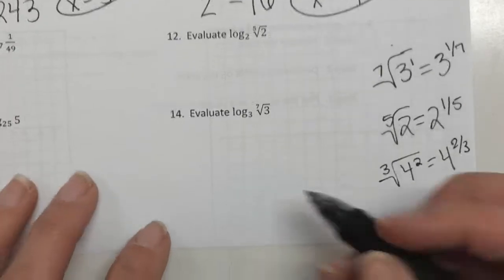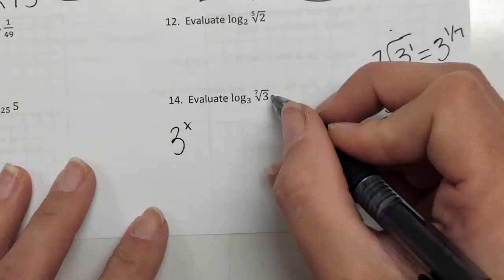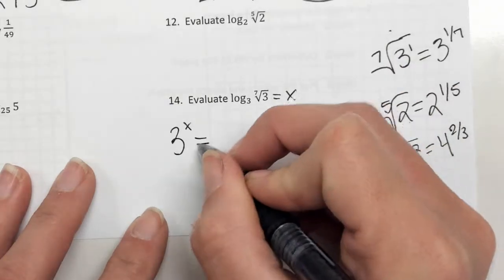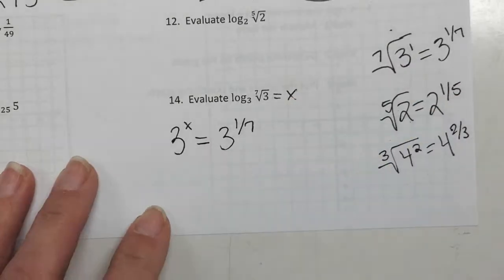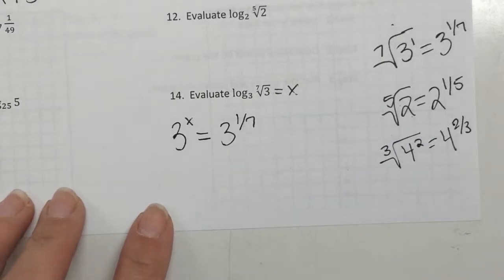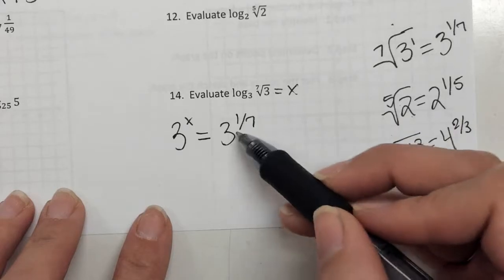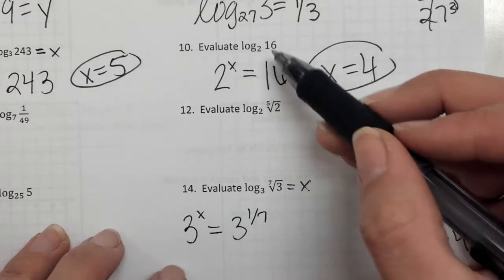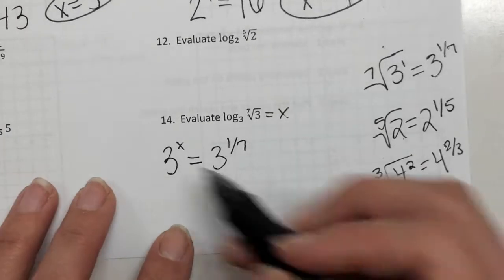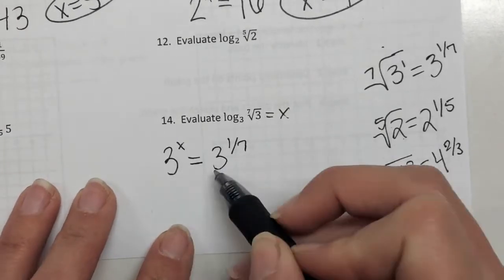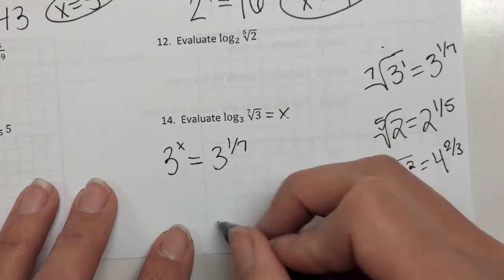Okay, so when you're writing this in exponential form, this is going to be 3 to the x. We don't have an exponent, so equals 3 to the what? 1/7. Why would you put the 3? Because that's what this is, 3 to the 1/7. Just like we brought down the 16 right here, we got to put this right here. Okay, and now, what would I have to raise 3 to get 3 to the 1/7? It's kind of rhetorical. It's just 1/7.